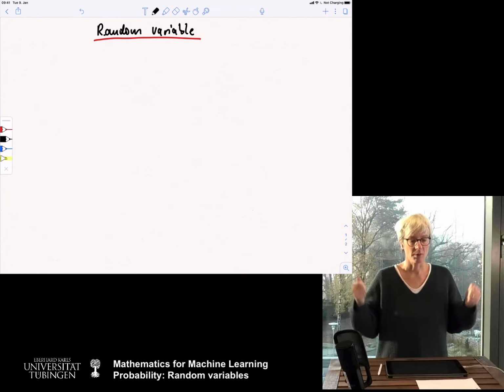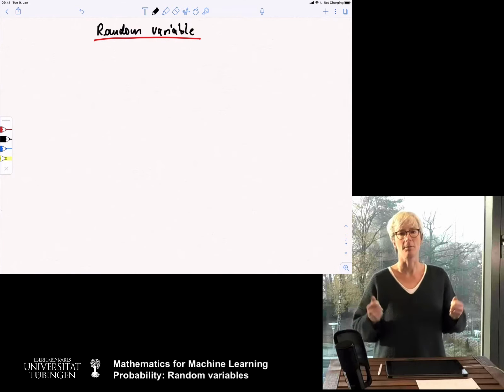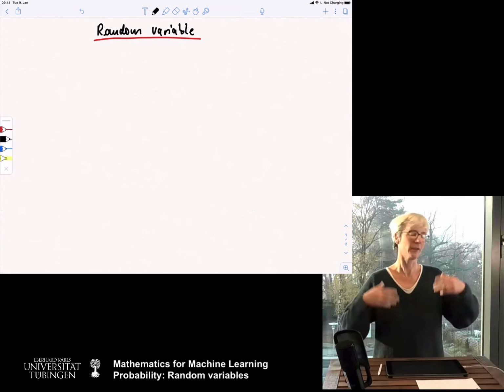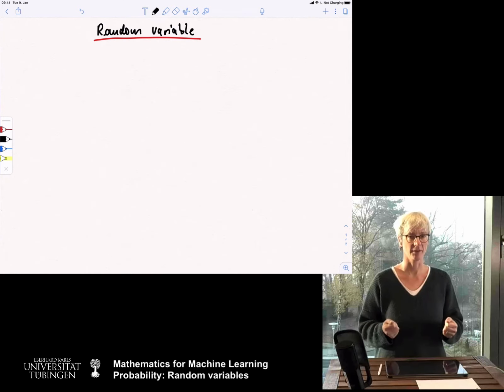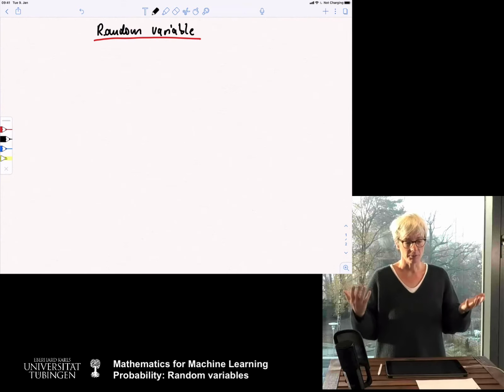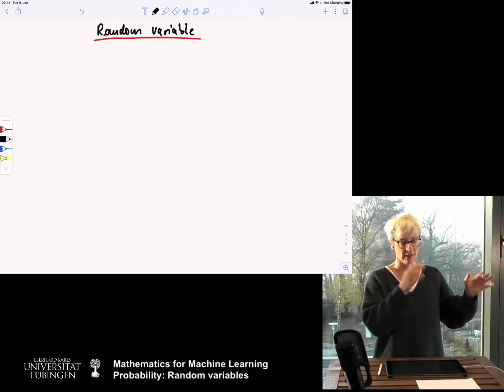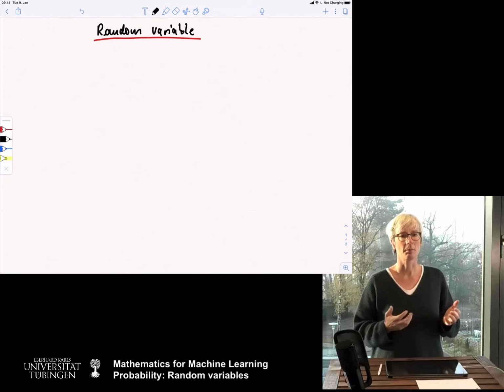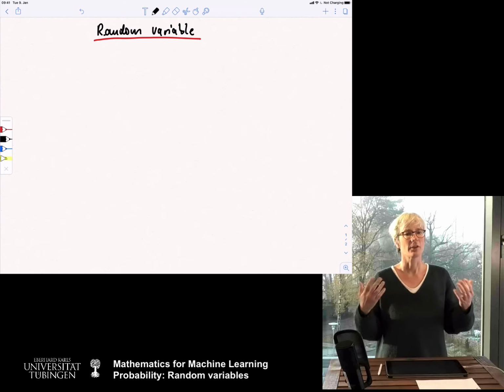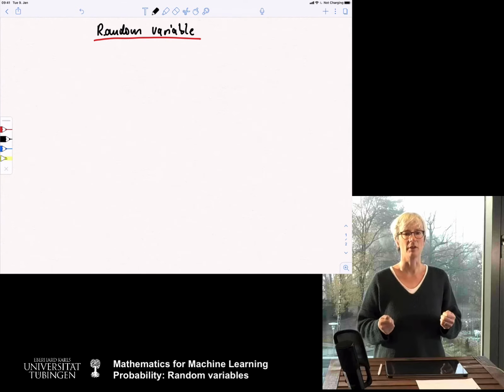But the property we're actually interested in is how tall is this particular person, or what is the income of this person, or in machine learning you might even be interested in other kinds of properties. And evaluating properties of elementary events, the elementary objects that are in our probability space, is what is typically modeled in terms of random variables.